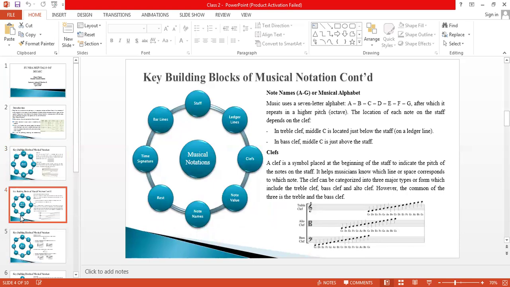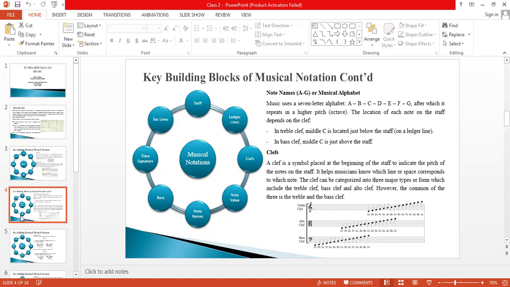When we talk about note names in music, music uses 7 letters of the alphabet, from A to G: A, B, C, D, E, F, G, and it continues like that. You return to A, B, C, D, E, F, G. As you go higher, you continue to use it that way, after which it repeats, just like I said, in a higher pitch. In treble clef, we have the middle C, which is located just below the staff on a ledger line, and in bass clef, the middle C is just above the staff.